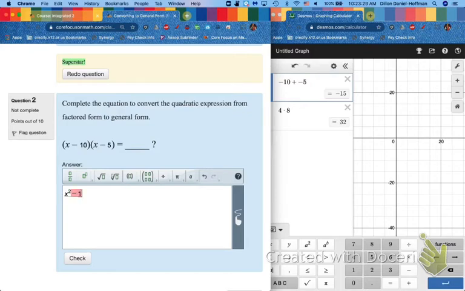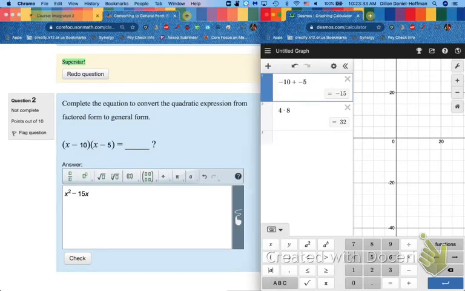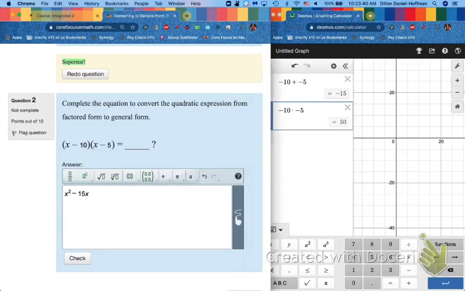And then again, I cannot forget the x in the middle. And then I need to multiply those two numbers together on bottom. -10 times -5. A negative and a negative, when you're multiplying or dividing, always make a positive, so plus 50.